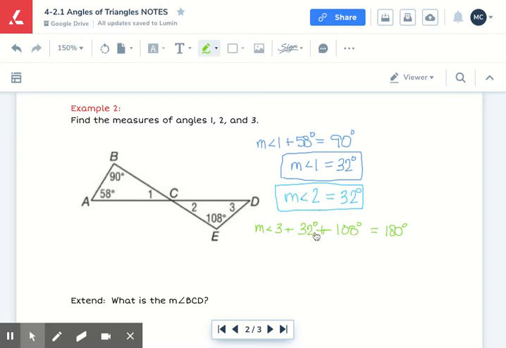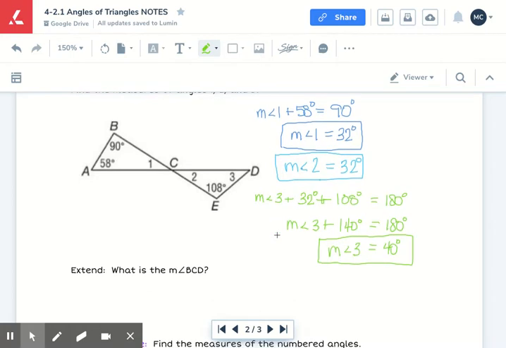Then I'll put together the 2 constants here. This is using the substitution property because I'm substituting this sum of values with what it's equivalent to. So 108 plus 32 would be 140. And then to solve for the measure of angle 3, I would use the subtraction property of equality. So I'm subtracting 140 from both sides. And I would get that the measure of angle 3 is 40 degrees. And so now I've solved for all of the measured angles.